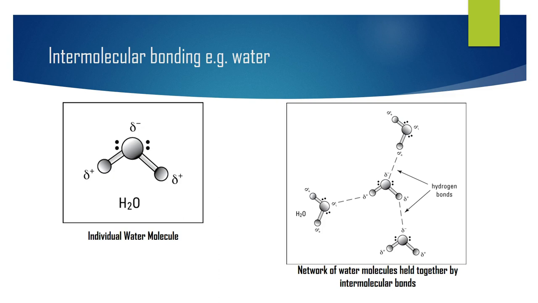Okay, let's look at water. Water is a really great molecule for us to look at with intermolecular bonding because its special intermolecular bonding gives rise to all its amazing properties that make it so useful. In an individual water molecule, we have polar intramolecular bonds, so polar covalent bonds. The delta positive is where our hydrogens are and the delta negative is where our oxygen is, because the oxygen is the more electronegative.